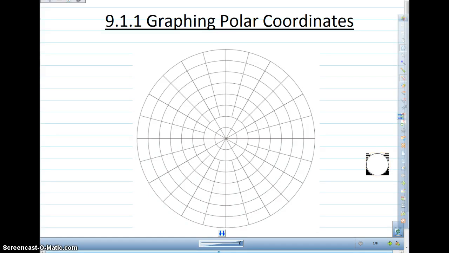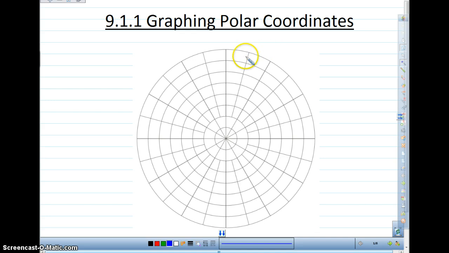Hey everyone, today's lesson is Chapter 9, Section 1, Day 1. We're going to be learning how to graph on the polar coordinate system. If you're accompanying this video, you may want to go ahead and print out the polar coordinate worksheet that I put on the Blackboard website. You'll need this type of polar grid in order to graph polar coordinates.